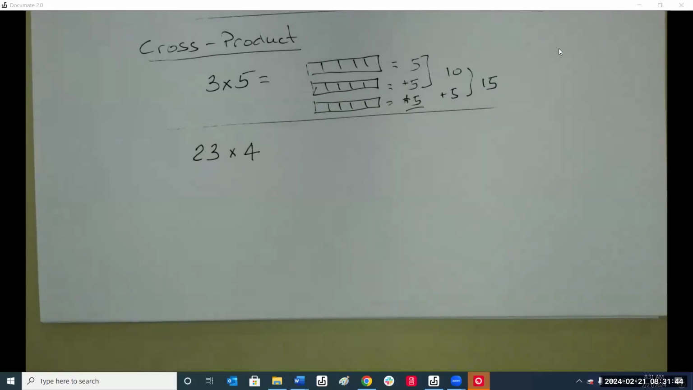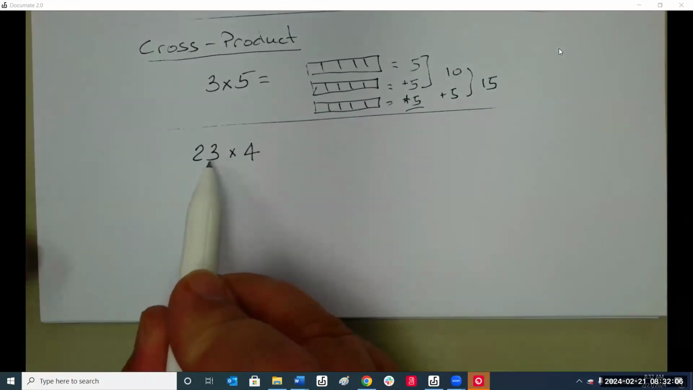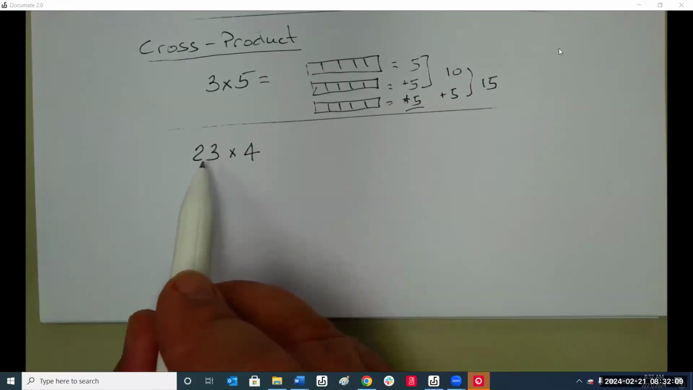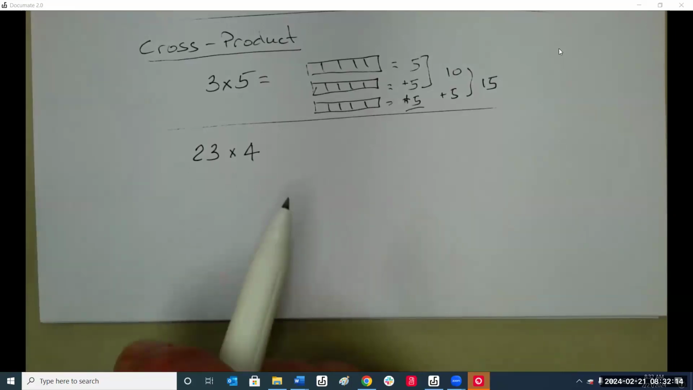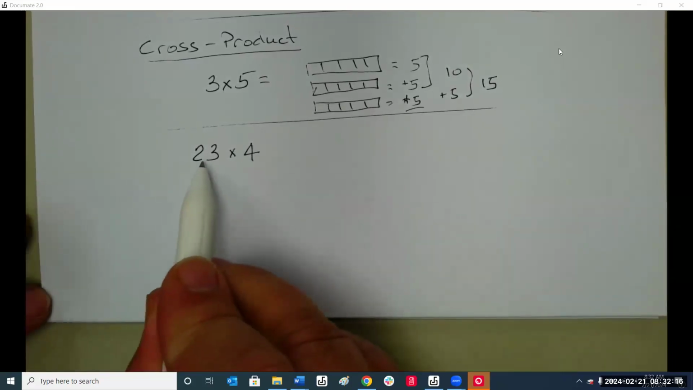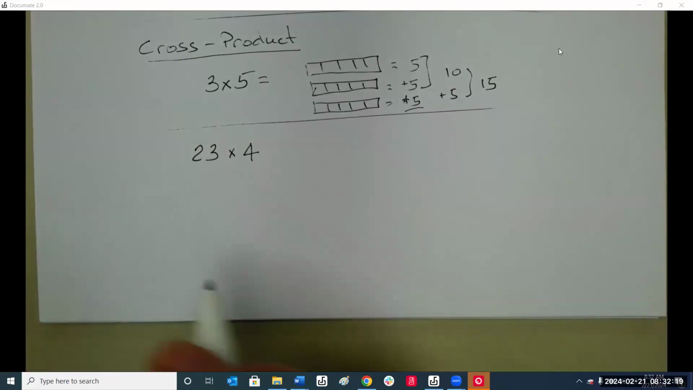How would you introduce that concept to kids? Using manipulatives. See, again, it blows my mind. We look at this number, we know what it means. What do you think it means to a kid? An 8-year-old, 9-year-old kid? Not much, really. So how would you break down 23 into smaller numbers?